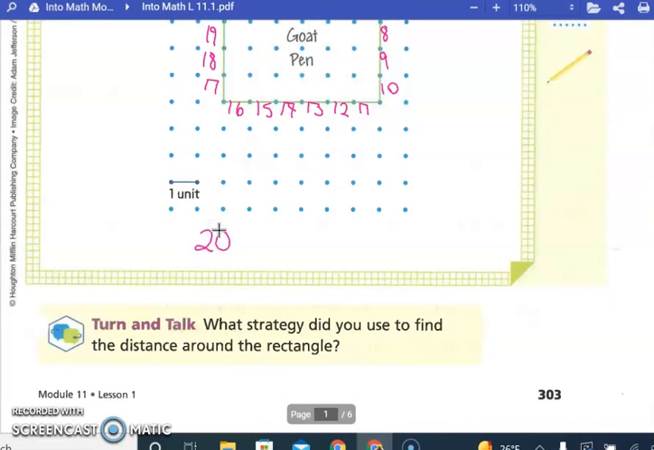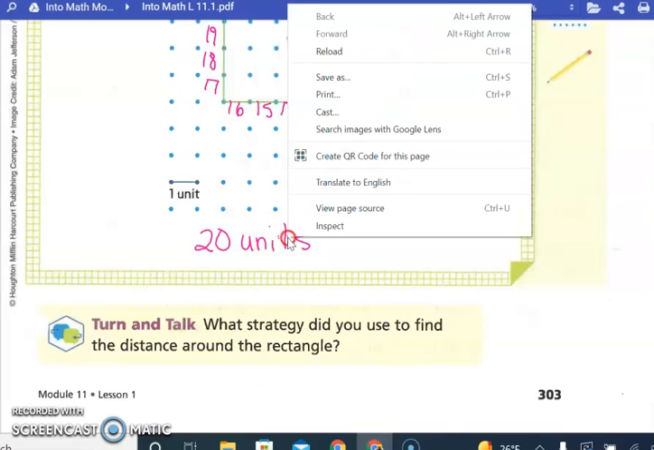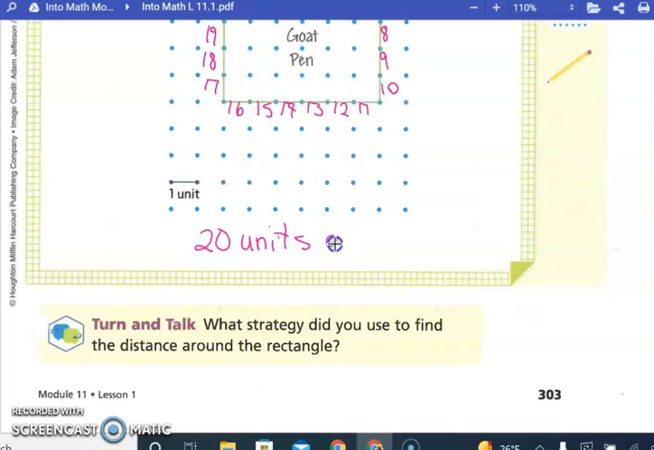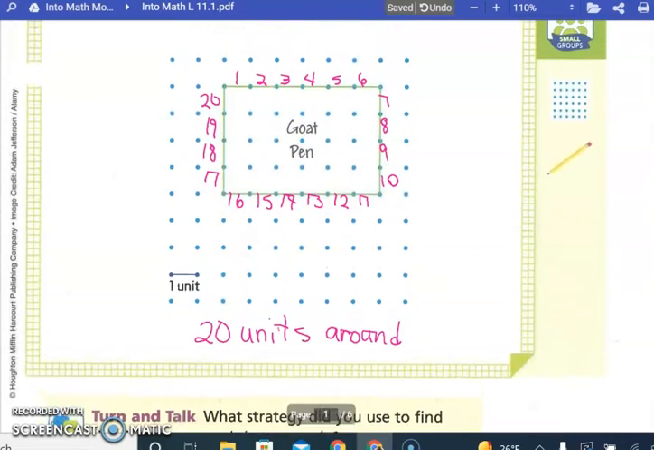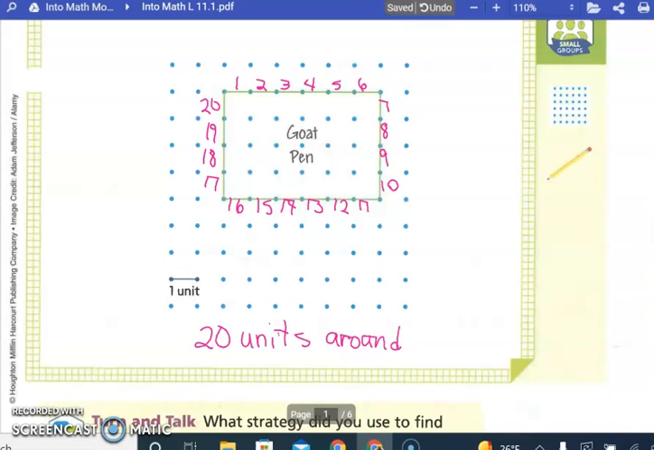20 units around. How many of you thought while you were doing that when you got to 10 you could stop and then just double it? Because this side right here and this side right here are the same length, right? Yeah. And this side are the same length. So once we did this, we had done half of it. Yeah. So we could have just doubled it. Okay.